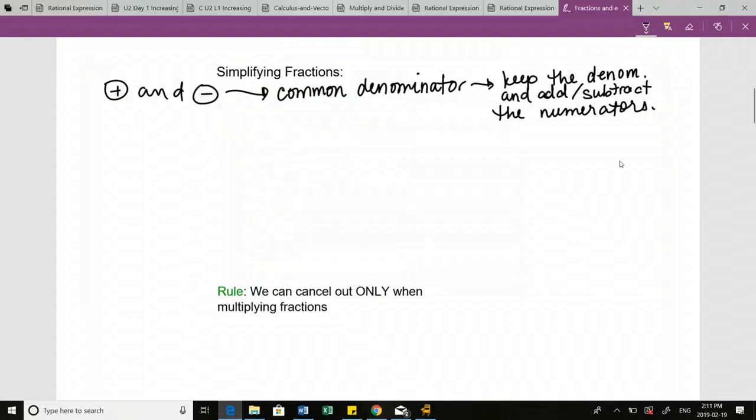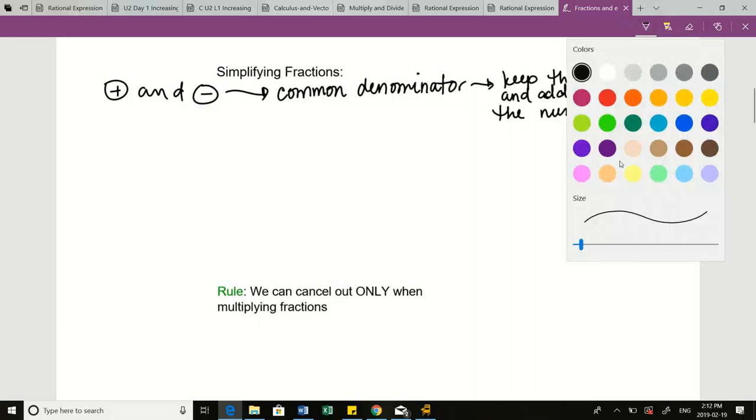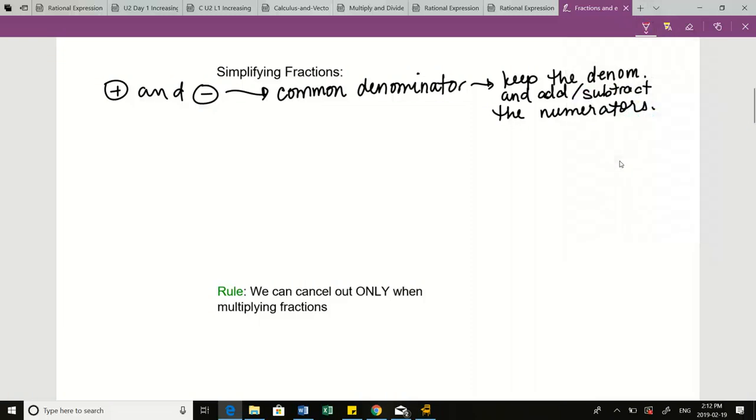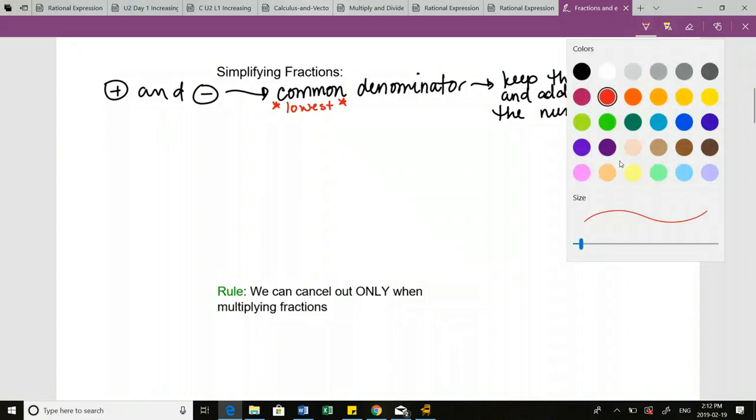Okay, so that's the deal with adding and subtracting. When we find a common denominator, of course, we always want to find the lowest common denominator, okay? If I'm dealing with, say, 6 and 8, our go-to might be to say, oh, 48, you just multiply them together to get that common denominator, but there's actually a lower common denominator for 6 and 8, which is 24, right? So we're always looking for the lowest common denominator, so that we have our fraction in reduced form.